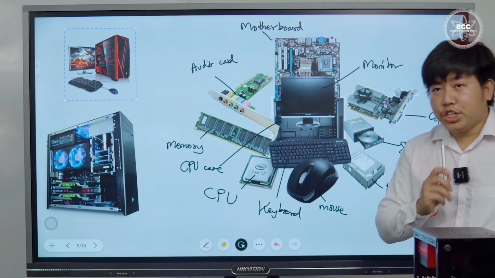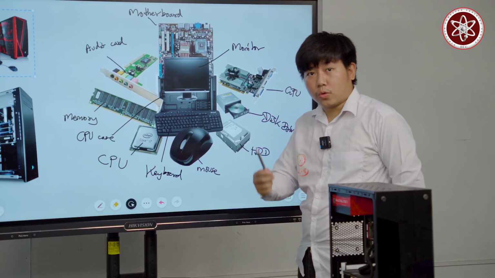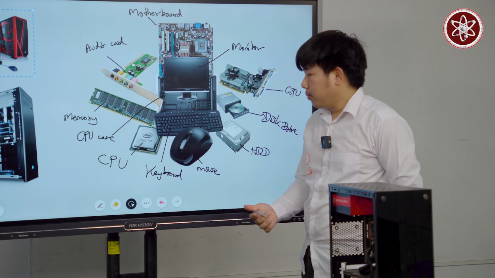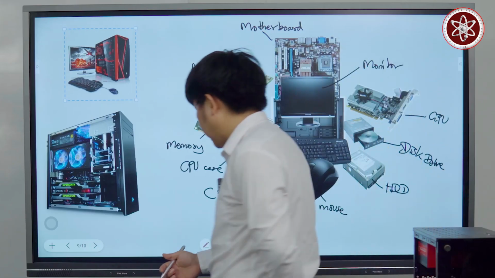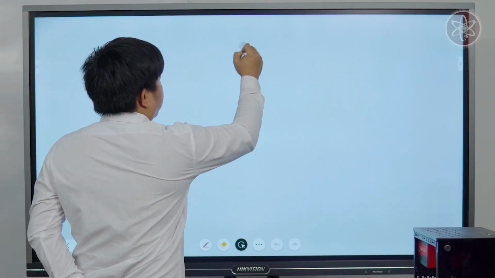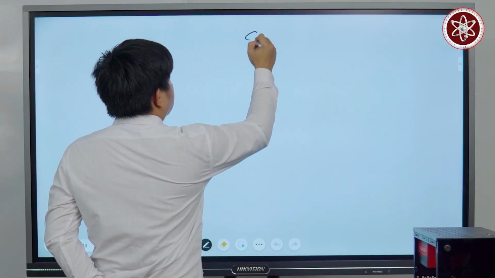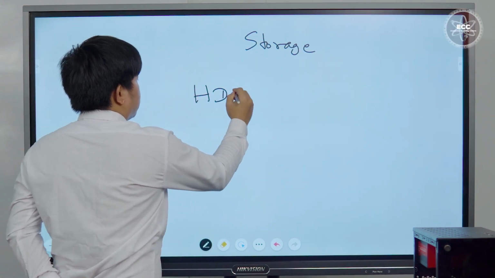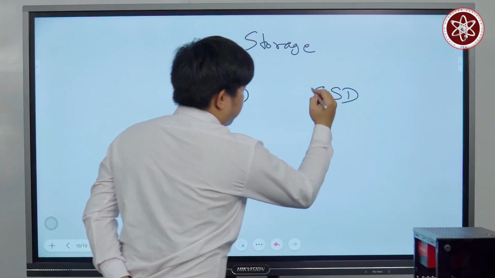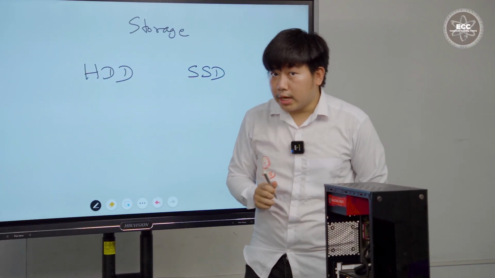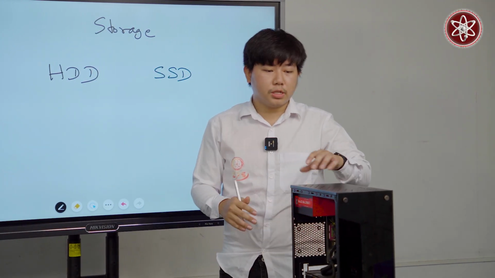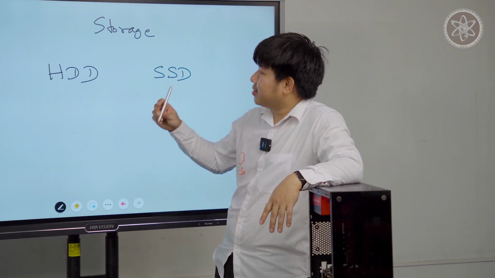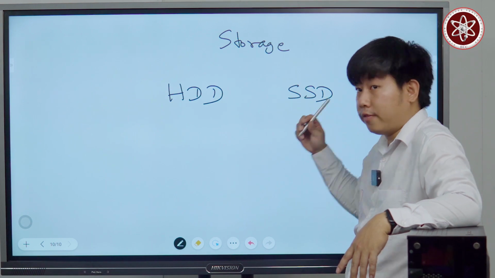Oh, then we're done with this. I haven't taught you about the hard disk drive, where you store your data and information, because I want to talk about it in detail next time. In storage, there are two types: hard disk drive and solid state drive. I want you to understand it, so I'm not going to talk about it in the computer components. There will be lesson 2 for the computer components, and in that lesson 2, we'll talk about hard disk drive and solid state drive.